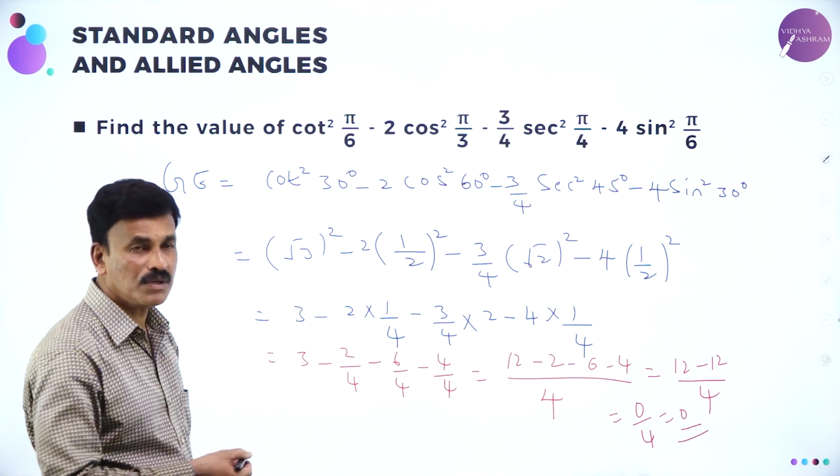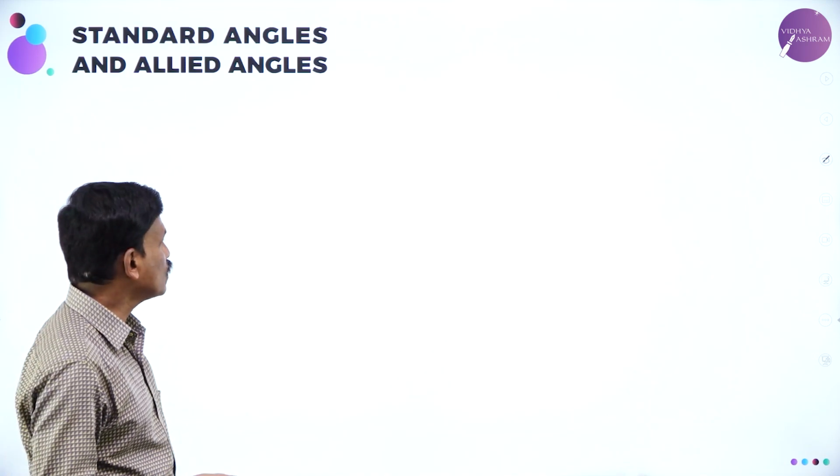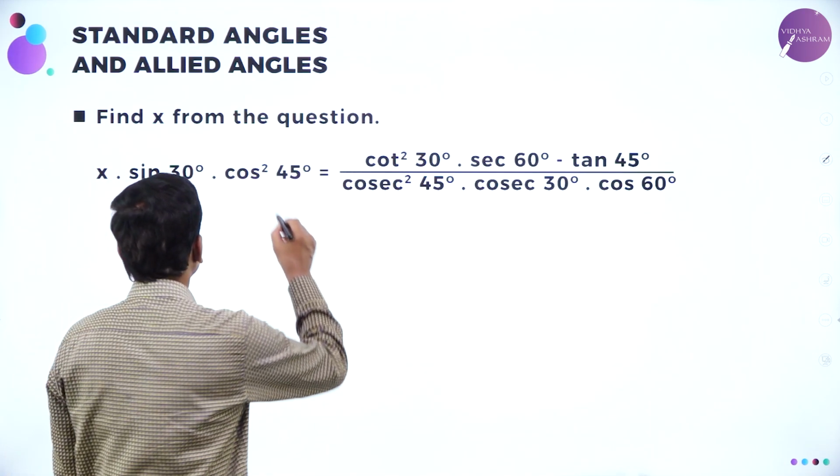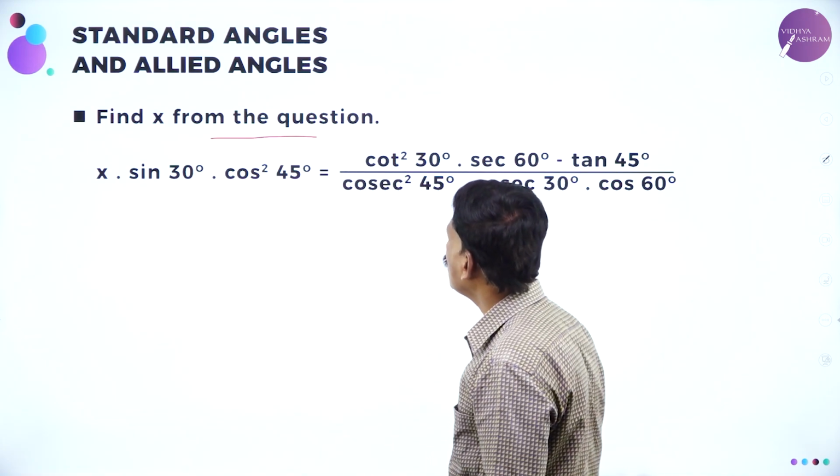So, therefore, the simplified answer for this is 0. Now, move on to the next problem. Same, again finding the value of x. This is also important for 5 marks. Find the value of x.